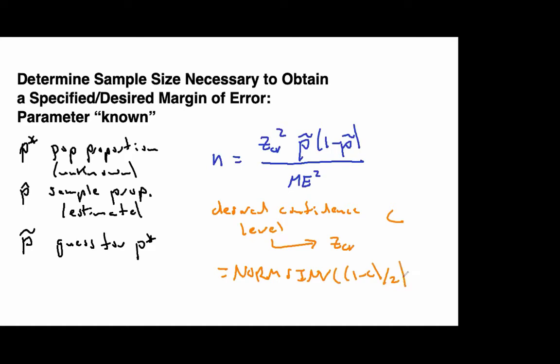All right. So in other words, you have a desired margin of error. Let's say you want the margin of error to be plus or minus. So on top of this, then, we have our desired confidence level. The next thing that we need is this desired margin of error, which essentially is our desired level of precision.